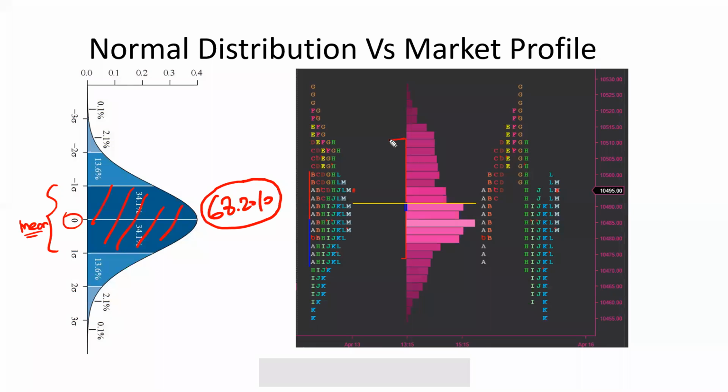Instead, we are using a block here called the value area. This value area contributes to 70% of the total TPOs traded. Let's say each and every letter we call a TPO. Out of these TPOs, from the point of control, we take one standard deviation, where 70% of the TPOs got traded. Generally people use 68.2, but we round it off to 70%, and we see it as a plus and minus one standard deviation of the price action.